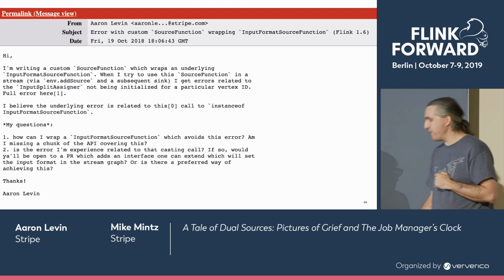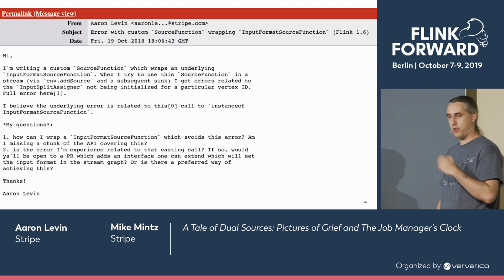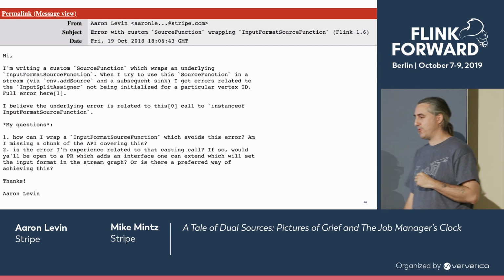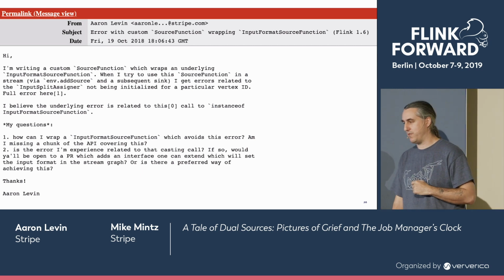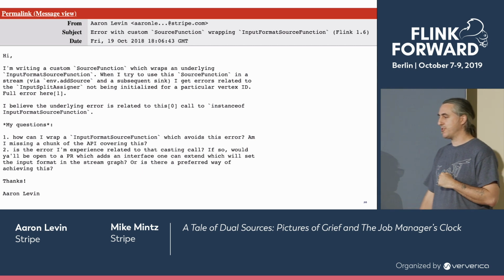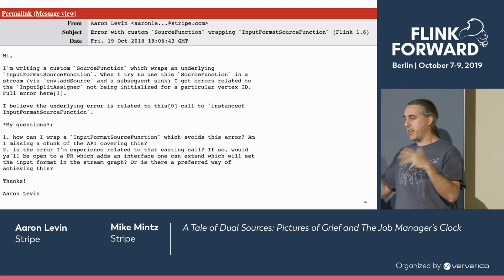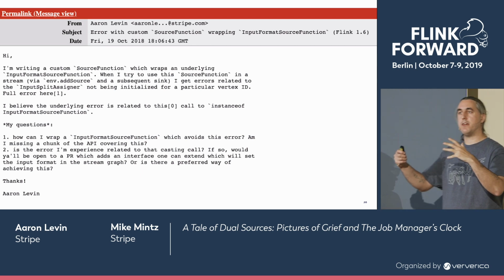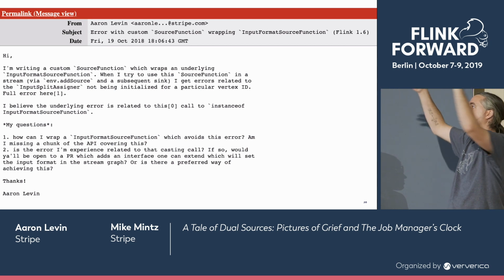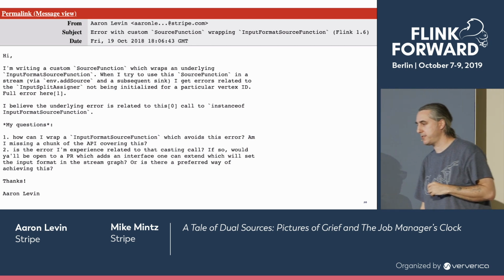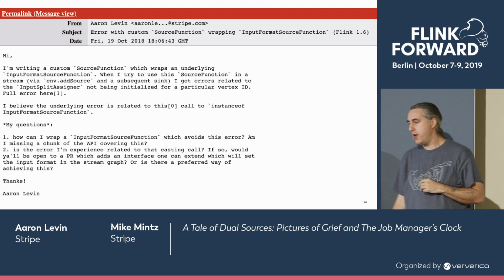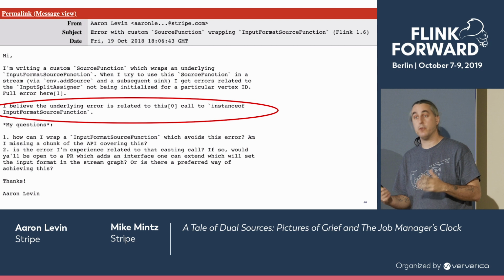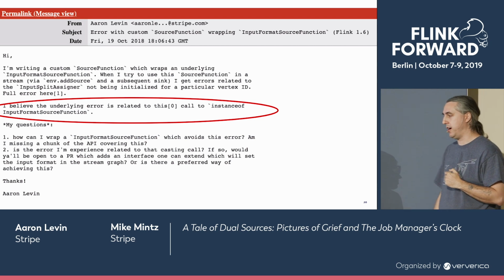Here I am last year writing an email to the Flink user list, which you heard so much about in the keynote, and I write, hello, I'm trying to write a custom source function which wraps an underlying input format source function. When I try to use this source function in a stream, I get errors related to the input split assigner. Now, the input split assigner is something that Flink does to take a huge S3 file, chop it into chunks, and then distribute it amongst the subtasks. So what's happening here is that we were encountering some kind of bug with how the S3 source, the input format source function, was being initialized.